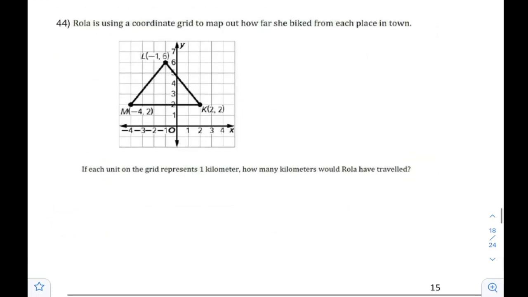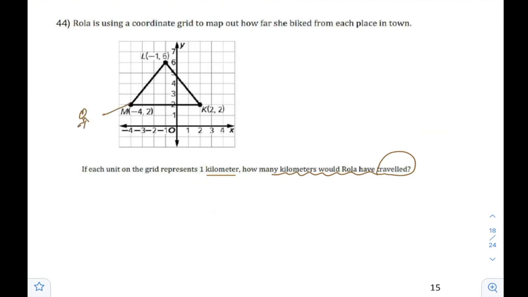Now triangle. Rola is using a coordinate grid to map out how far she biked from each place in town. If each unit represents 1 kilometer, how many kilometers would Rola have traveled? So traveled, so she's here, for example, and she's going around, this means we are finding the perimeter. So the perimeter of any triangle is the sum of all the side lengths. That means I need to find this side, and this side.